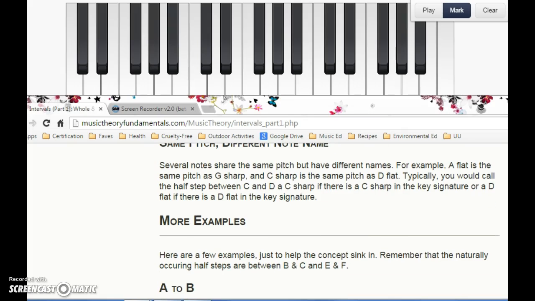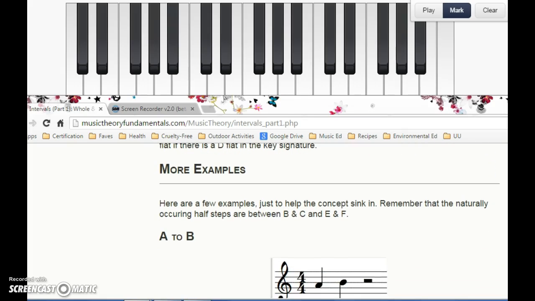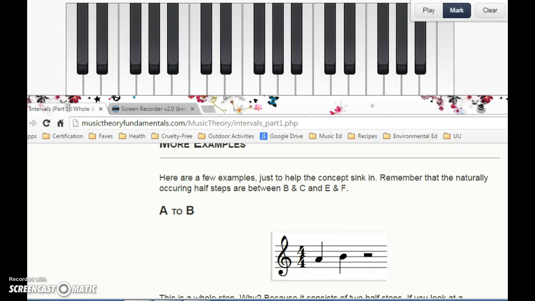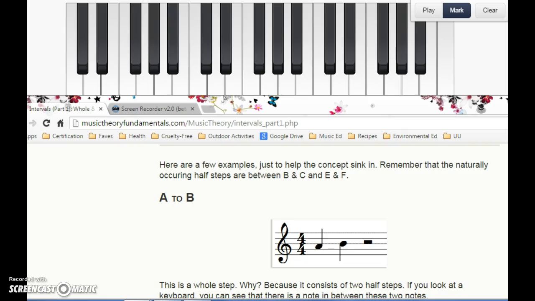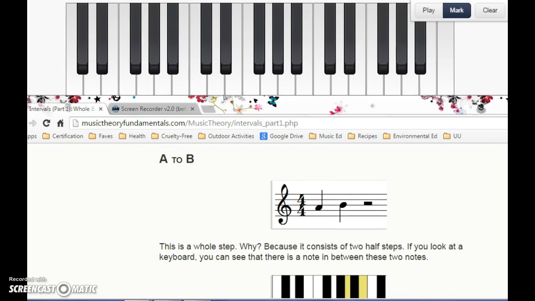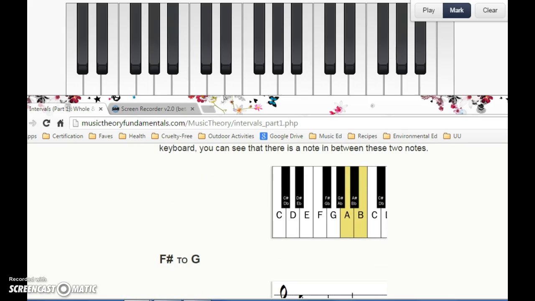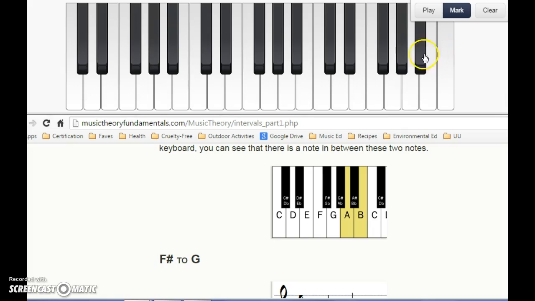So there are a lot more examples on the page that you guys can check out. Again, this page is on our band website under the Upper School Band tab. It's the one that tells you to read it. It shows you examples like going from A to B. It shows you where they are on the piano. What I want you guys to do is take a few minutes and go ahead and go to the band site. You're going to do the pop-up piano yourself so that you can manipulate it, you can play with it.